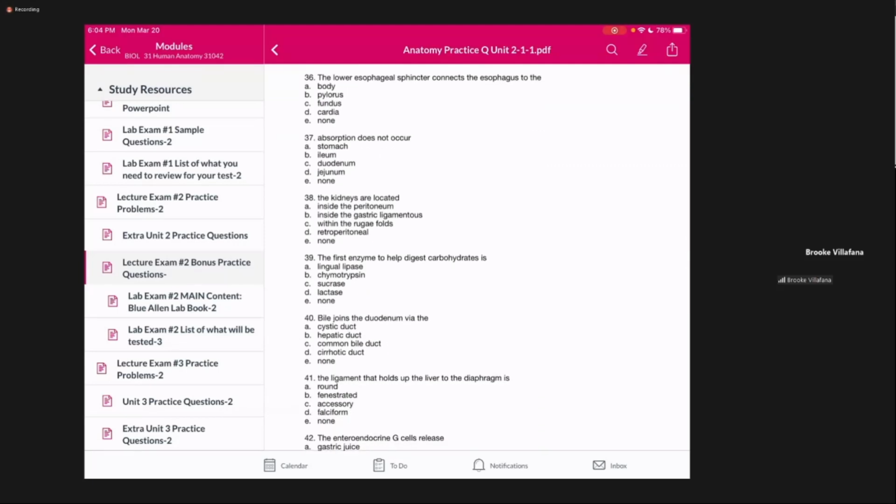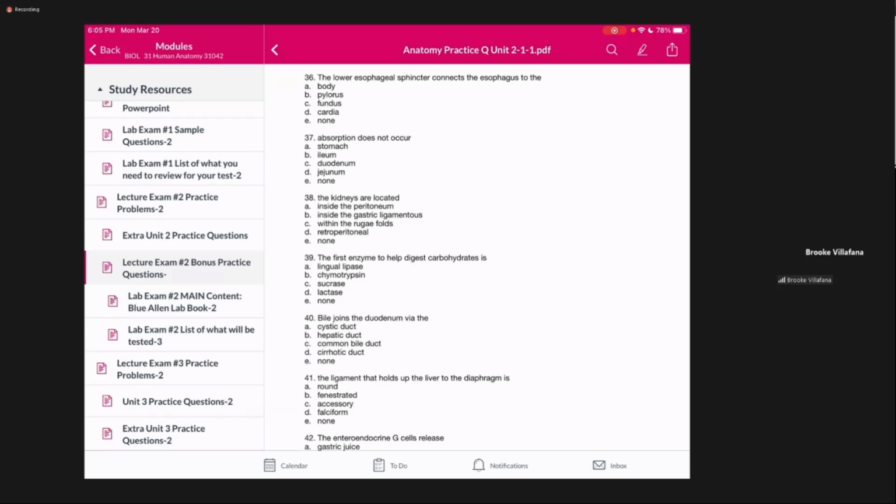Question 36, the lower esophageal sphincter connects the esophagus to the what? So it's the first part of the stomach, right? Which of those is the first part of the stomach? If you chose cardia, cardia is right. The other name for the lower esophageal sphincter is the cardiac sphincter. The body is the main portion of the stomach. The pylorus is the last portion that leaves the stomach. And the fundus is the portion of the stomach above basically where the lower esophageal sphincter comes in.